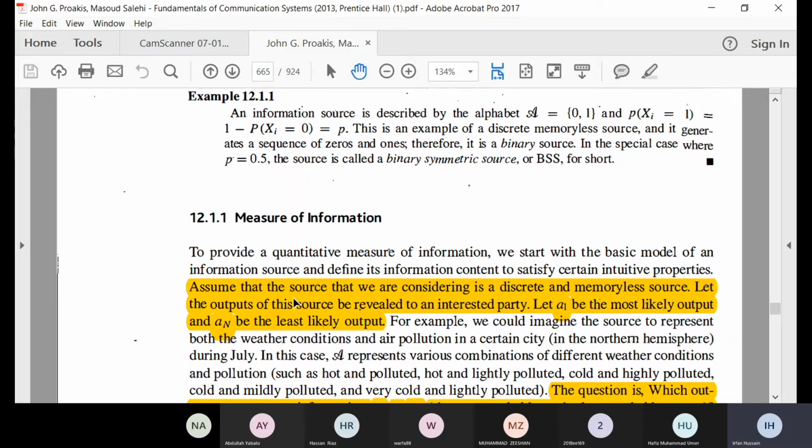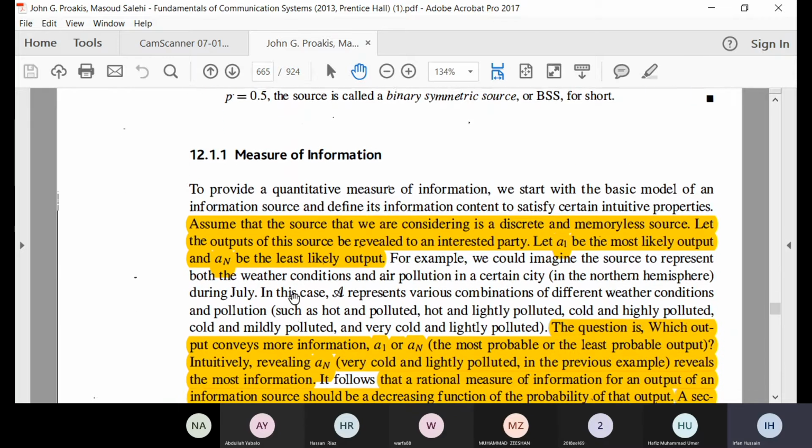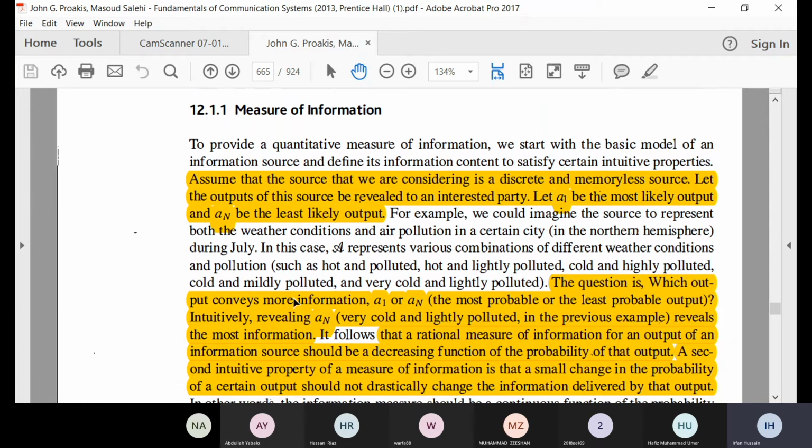Now, how to measure the information? We have just seen that the information is discrete, it is a memoryless source, and the outputs are coming. We would see in this example that more information is actually conveyed by the alphabet or by the source which is least probable. Let us try to understand this.